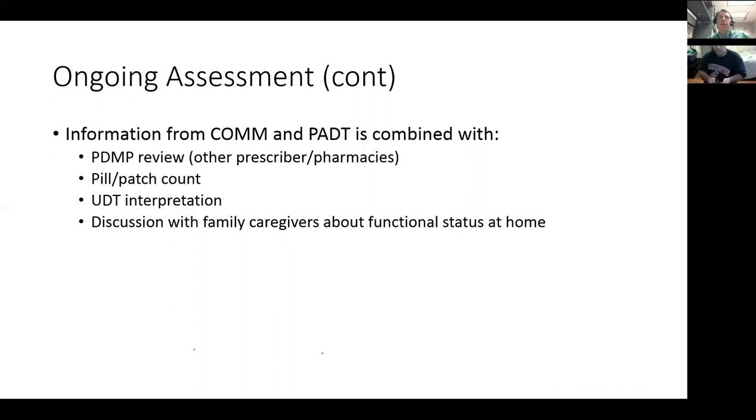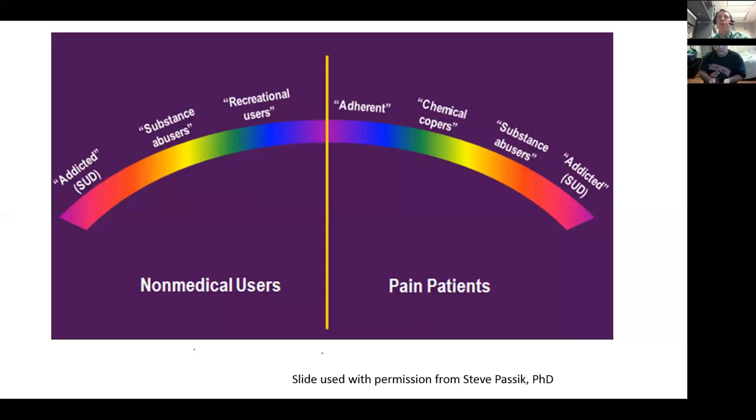So again, on that ongoing assessment, we can use tools such as the COMM and the PADT, combined with the PMP review, pill count, urine drug testing, and discussion with the family about functional status at home. And remember that pain patients, even patients with advancing illness, can fit into the spectrum from chemical copers all the way up to patients with active substance use disorders.